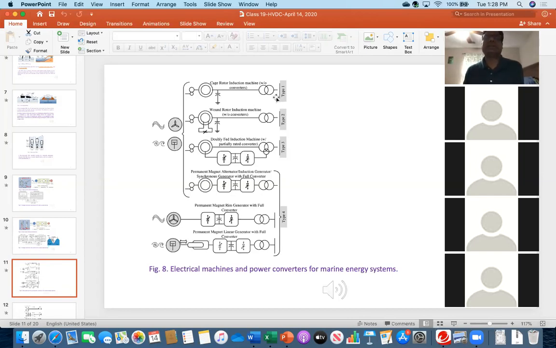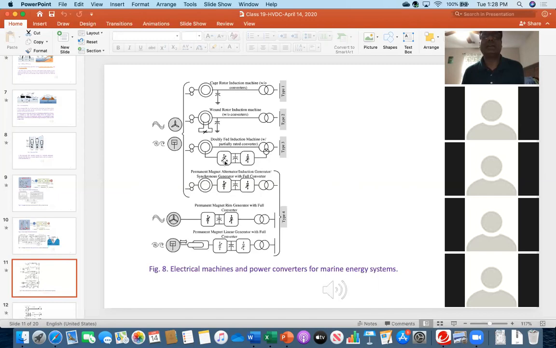For example, the first one is the cage rotor, meaning the squirrel cage rotor type of induction machine without converters. The next one is the wound rotor type of induction machine, again without a converter. But the third, type 3, is the doubly-fed induction machine with a partially rated converter. So maybe you can recall the diagram of the doubly-fed induction machine that you studied during the onshore wind energy conversion system.